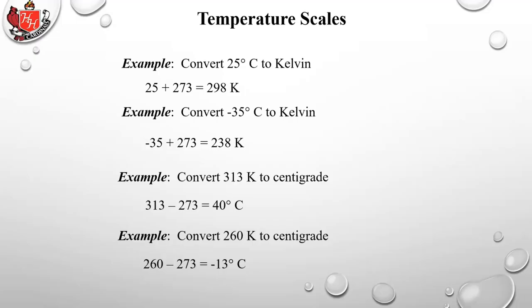313 kelvins minus 273 is 40 degrees centigrade, and 260 kelvins, you subtract 273 from that and you get minus 13 degrees centigrade.